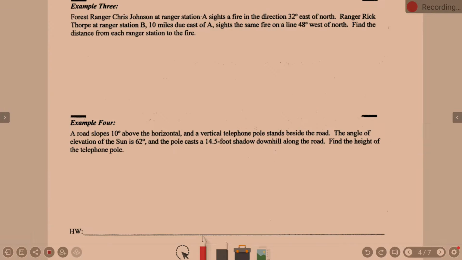Okay, word problems. Forest Ranger Chris Johnson at Ranger Station A sights a fire in the direction 32 degrees east of north. We have to talk about what that means. Ranger Rick Thorpe at Ranger Station B, 10 miles due east of A, sights the same fire on a line 48 degrees west of north. Hope you guys got your compass in your mind. Find the distance from each ranger station to the fire.